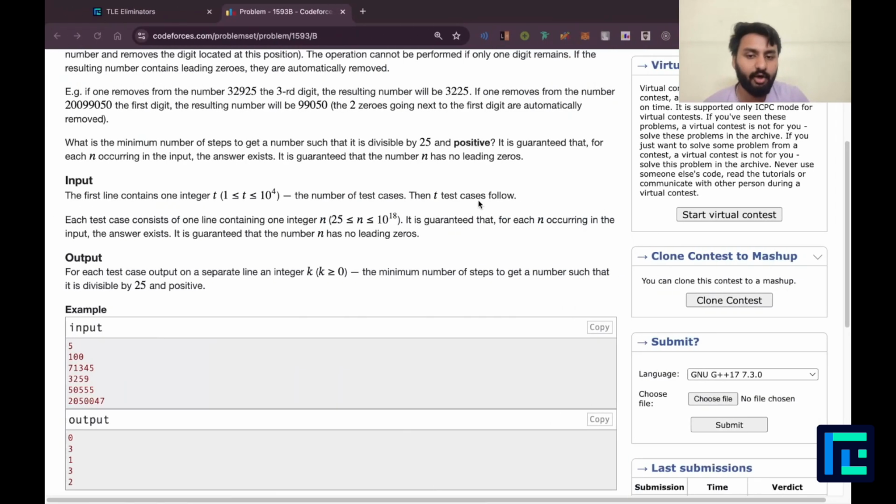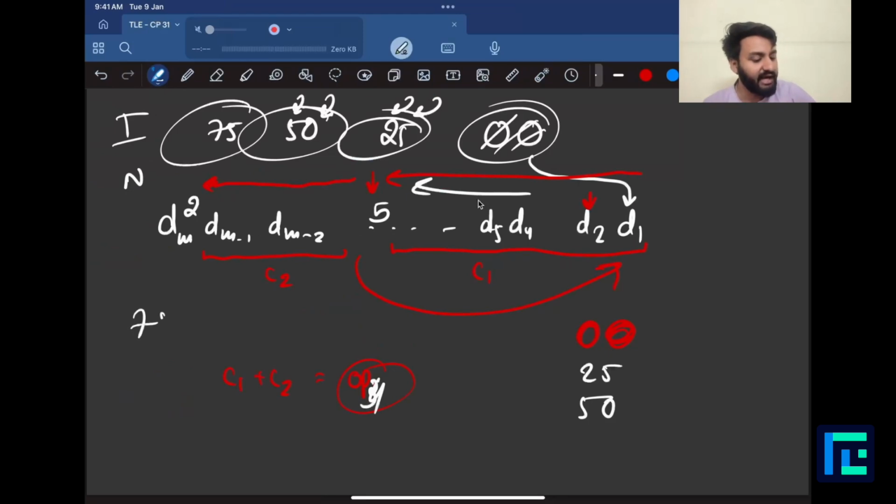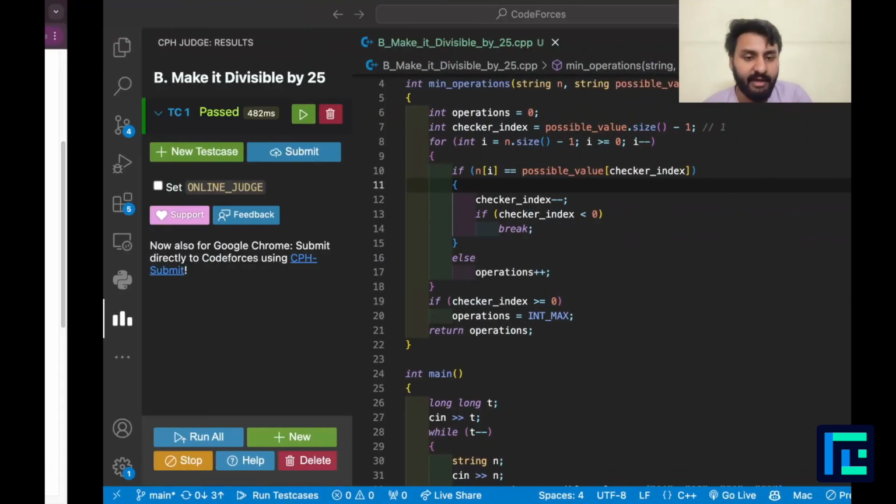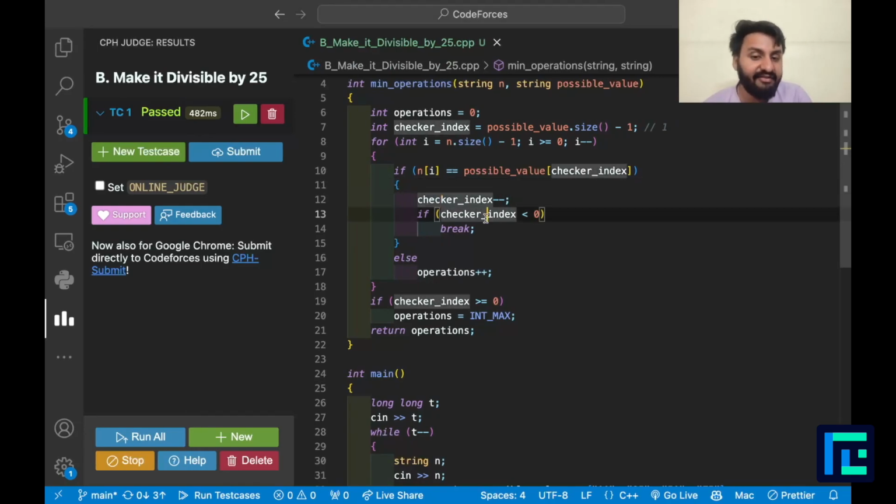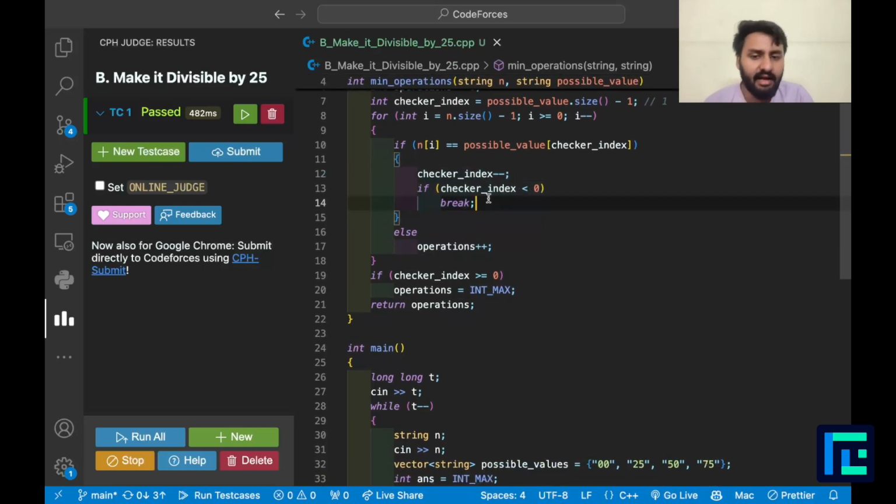So effectively, if I was checking 75 and I have checked off 5, then I'll do a minus minus to jump to 7. So next time I want to check 7. Hence checker index decreases by 1, and this is what I do over here. And if I feel that checker index has actually gone less than 0, that means I have exhausted everything, because I have covered all the 2 possible indexes, that is 1 first, then 0. So you want to break. And if this doesn't run, then you just decrement the checker index. And if they don't match, then that is a digit which you want to remove, which is not of use. So you increment your operations by 1.